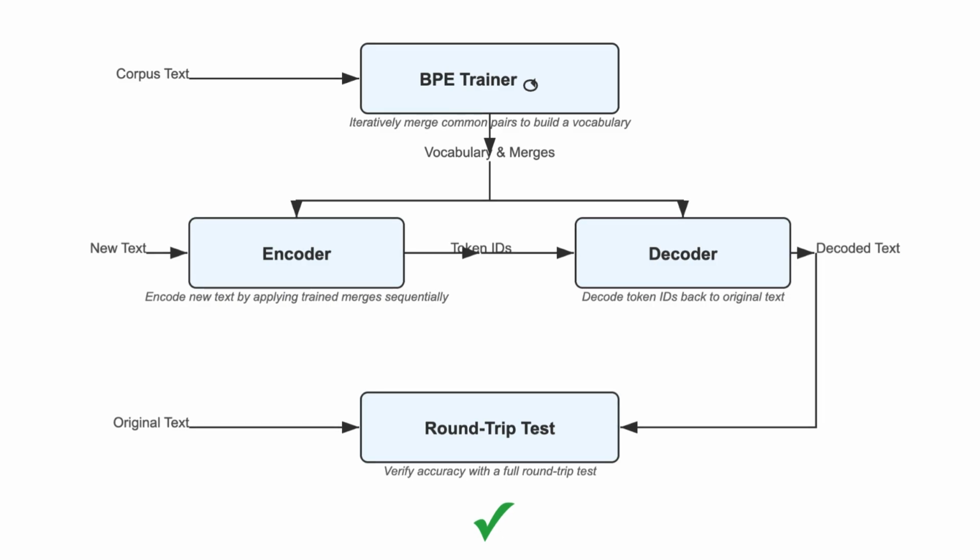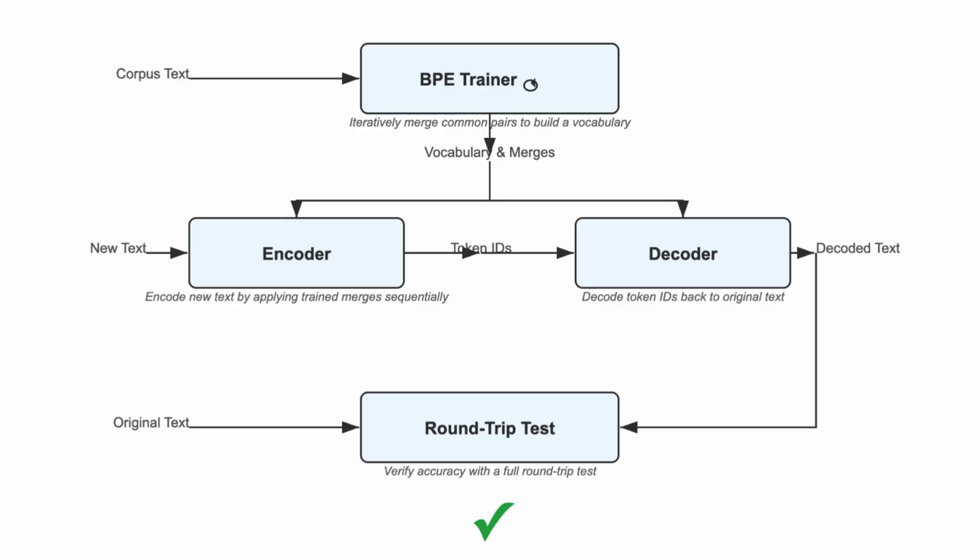Once trained, our tokenizer is ready to encode new text. We apply the exact same sequence of merges learned during training, greedily replacing any recognized pairs with their new merged token ID. The reverse process, decoding, is wonderfully straightforward. We simply concatenate the byte sequences corresponding to each token ID and convert them back to human-readable UTF-8 text.